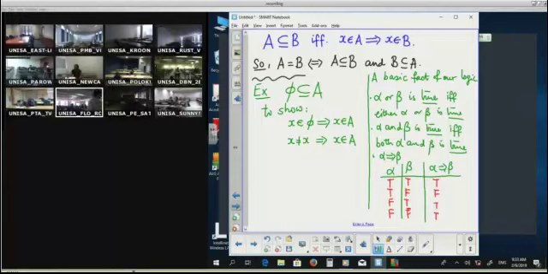Let me have some names. In the statement alpha implies beta, the statement alpha is called the hypothesis, beta is called the consequent, and the whole statement is called the implication statement. Now, what does this say? When both the hypothesis and the consequent are true, then the implication statement is true. When the hypothesis is true but the consequent is false, the implication is false. Up to these two things are quite acceptable.